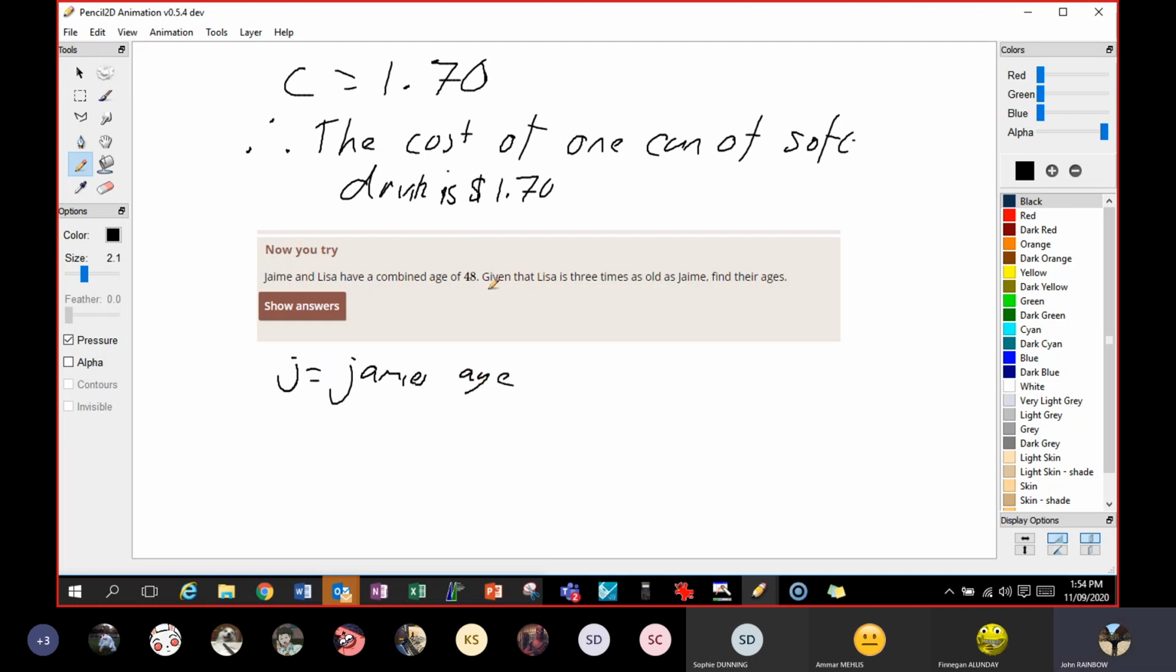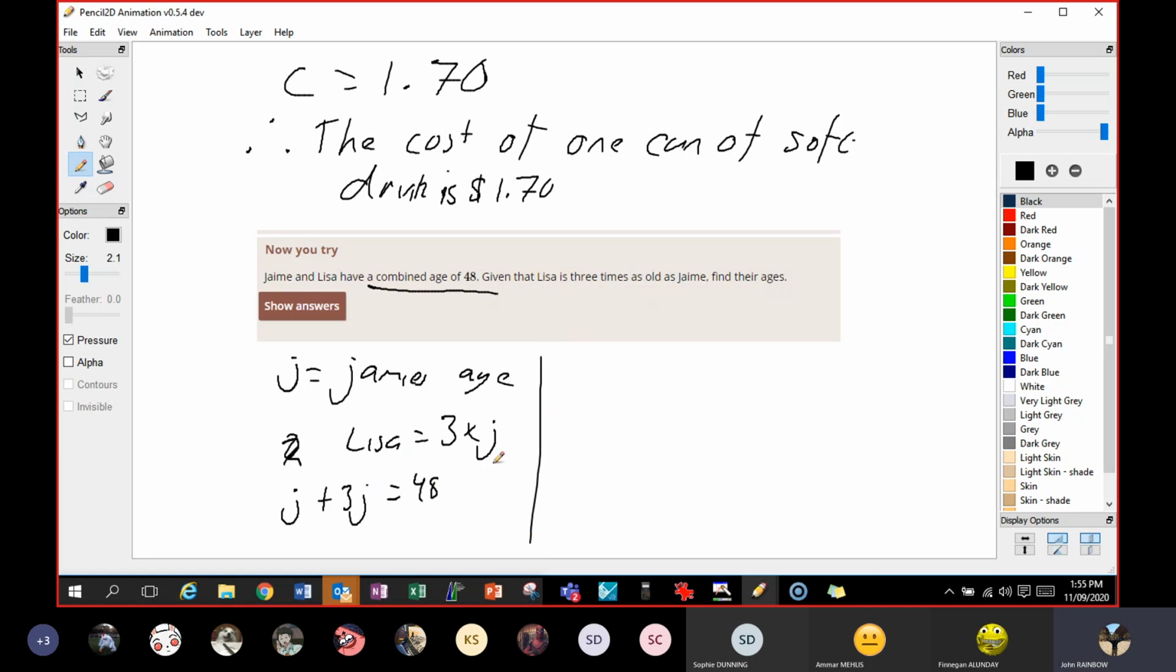So I know Jamie and Lisa have a, given that Lisa is 3 times as old as Jamie, so we know that Lisa equals 3 times Jamie's age. And we know, well, Jamie is just Jamie's age, and they have a combined age of 48. So therefore, her plus her, which is really J plus 3J, that has to equal 48.